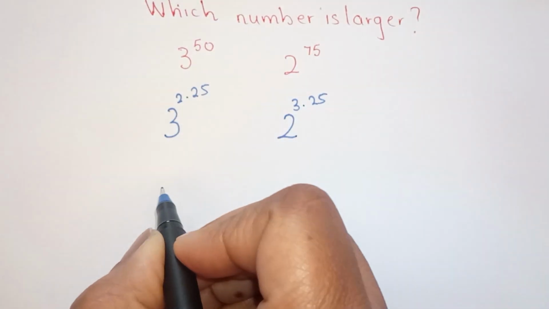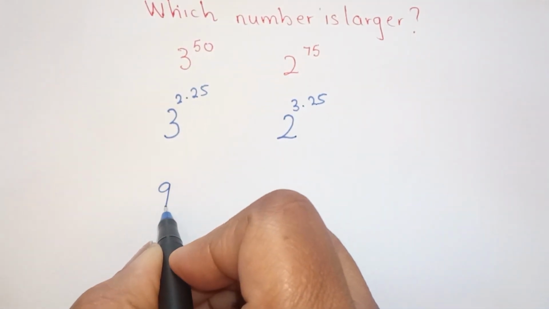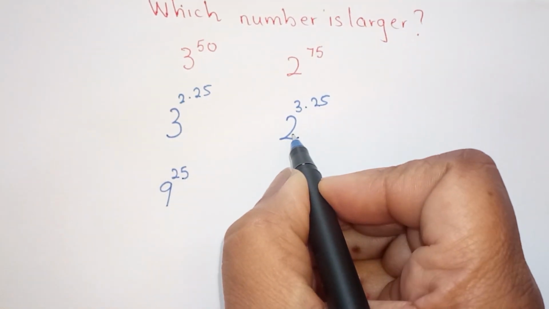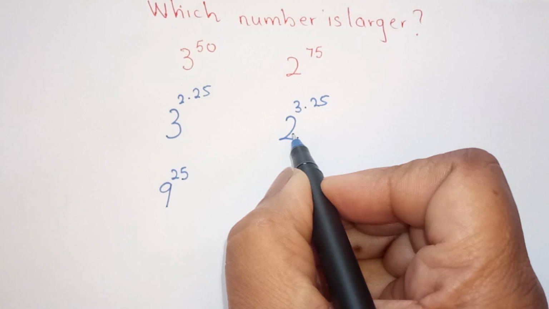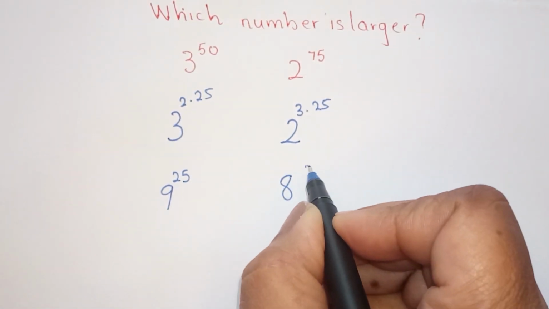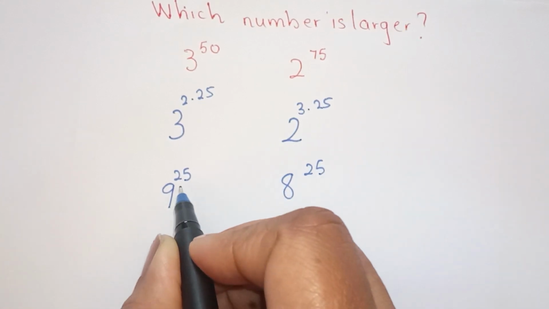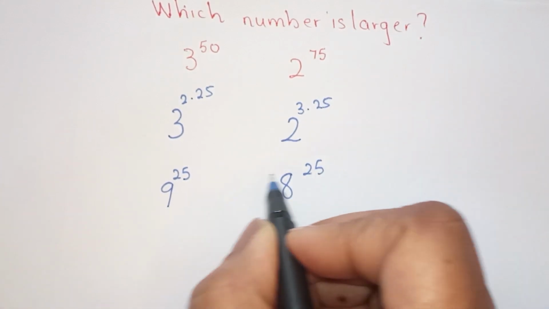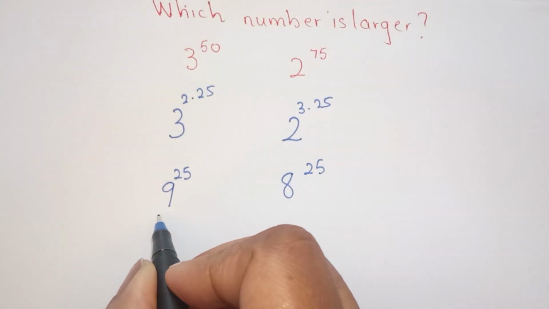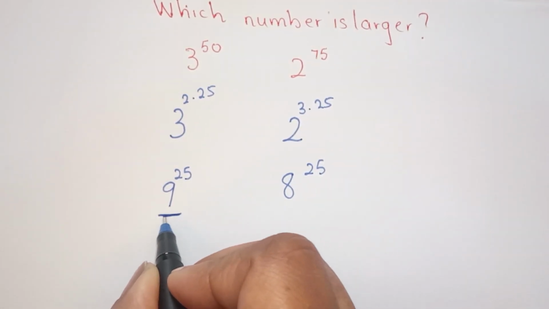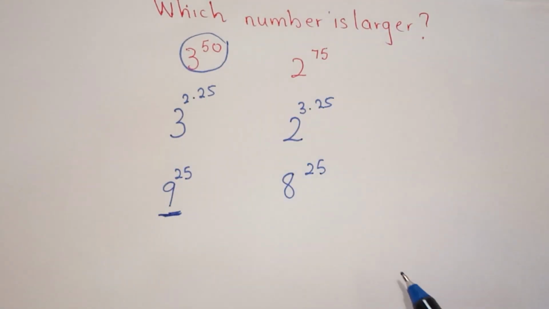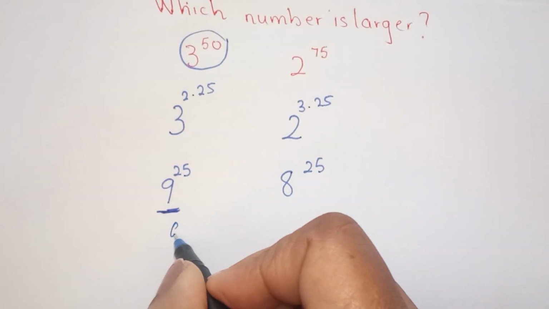3 squared, we say it is 9 to the power of 25. And 2 by 2 by 2, which is 2 to the power 3, will be 8 to the power of 25. Now we have the same exponents here. It's easy to say which one is larger. So this is the largest, which is 3 to the power of 50. So this is our answer.